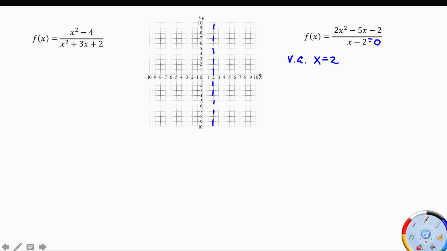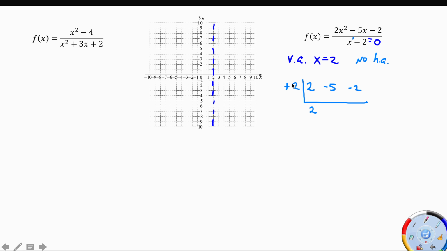Checking for horizontal asymptotes, I check the degree of the numerator with the degree of the denominator. If the degree of the numerator is bigger than the degree of the denominator, there is no horizontal asymptote. However, if it's only bigger than 1, there is an oblique asymptote. So to find the oblique asymptote, I'm going to do synthetic division. And I'm going to divide these two polynomials.